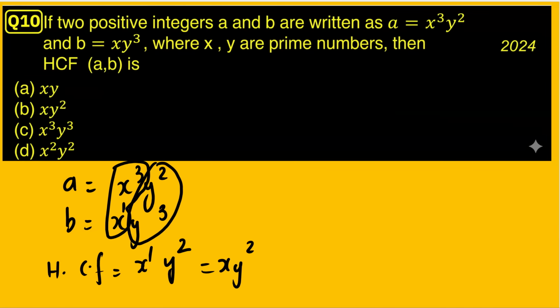So therefore, we have to see which is our option. Option B is having x y squared. So our correct option is option B for this question. x y squared is our answer.